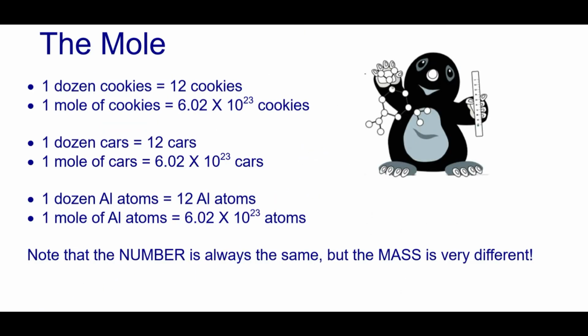If I have a dozen cookies, a dozen cars, and a dozen aluminum atoms, you can see that those masses would be very different. The cookies would be much less than the cars, but the smallest would be these 12 atoms. We have the same with moles. If I have a mole of cookies, compare that to a mole of cars, compared to a mole of aluminum atoms, I have the same number, but the mass is going to be very different.